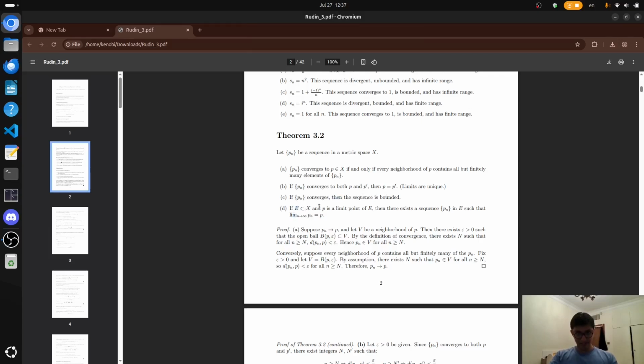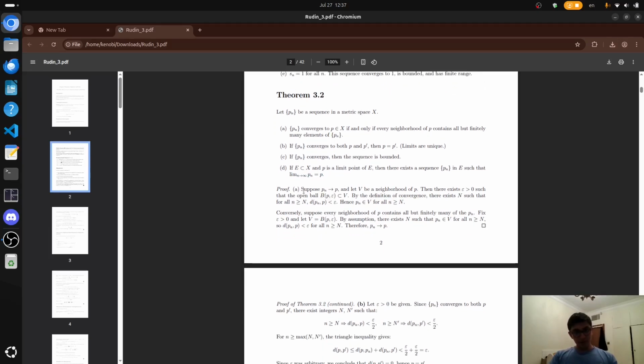And if E is a subset of X and P is a limit point of E, then there exists Pn in E such that the limit as n goes to infinity of Pn equals P. Which is really nice because now we're relating the limit point to the limit itself, right? So we're kind of seeing why it's called the limit point, because it's related to the limit.